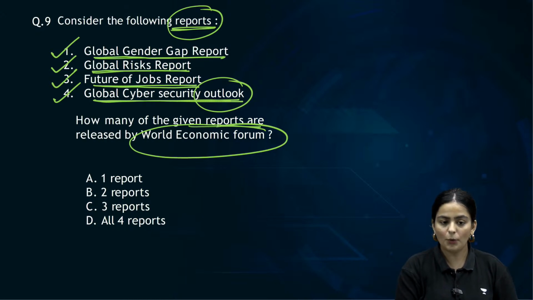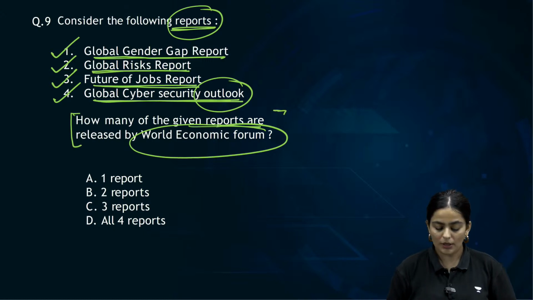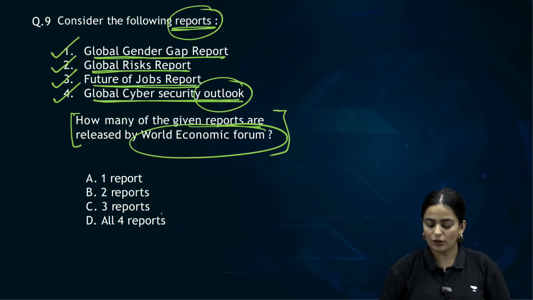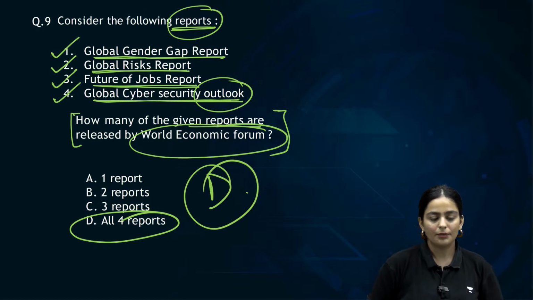So how many of the given reports are released by World Economic Forum? They all are correct. So D is your answer. D is your answer. Clear?